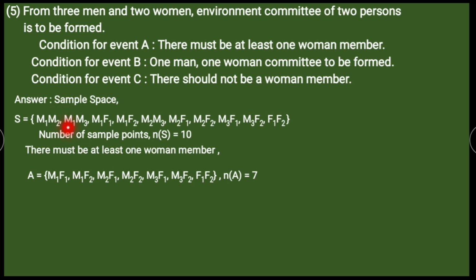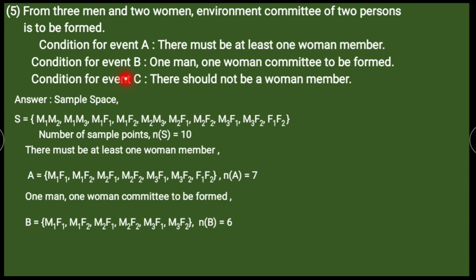So we skip here this first element M1 M2 and M1 M3 because both are men. So here we skip the first element, second element and this element M2 M3. Here also both are men. So we eliminate these 3 elements. So we get the remaining 7 elements which contain one woman or 2 women. So n of A equals 7.